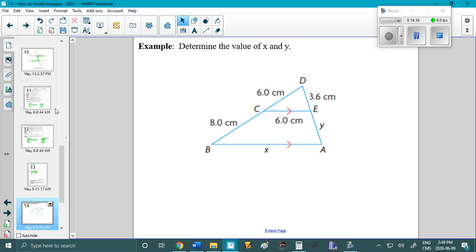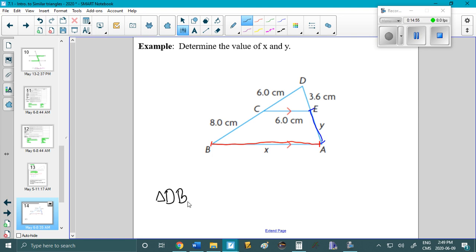Determine the value of x and y. So, y goes from here to here, and x goes from here to here. So the first thing that we need is a similar triangle statement. So let's say triangle, and we'll do the big guy first. So D, B, A is similar to. Now, we have to say that it's similar to this little triangle in order to do anything. But the question is, is it similar?